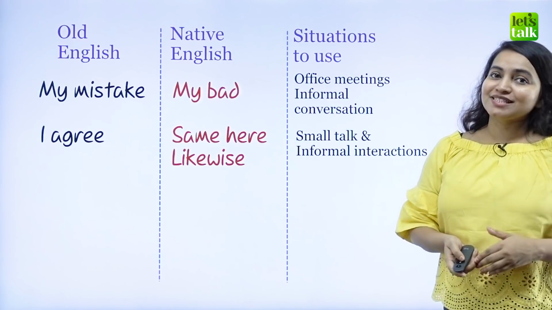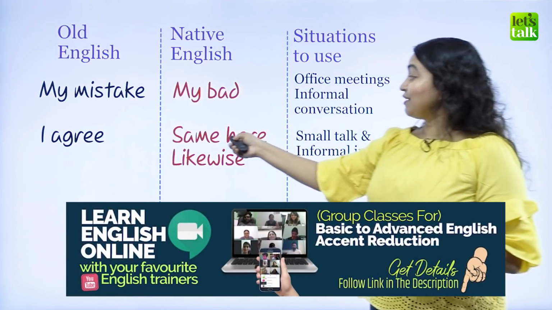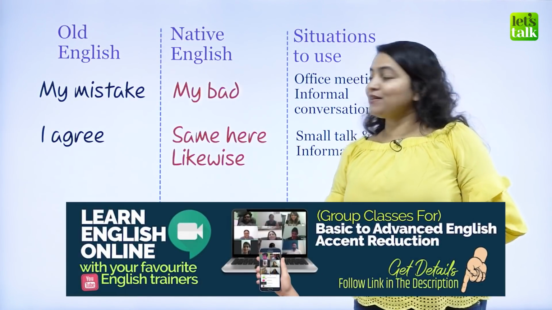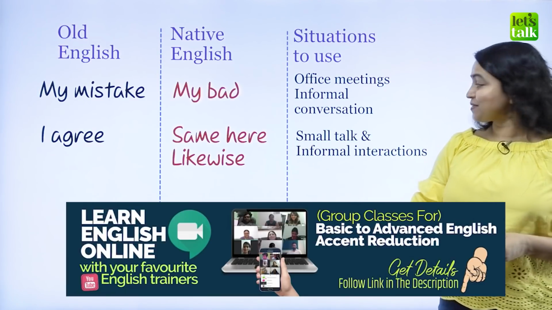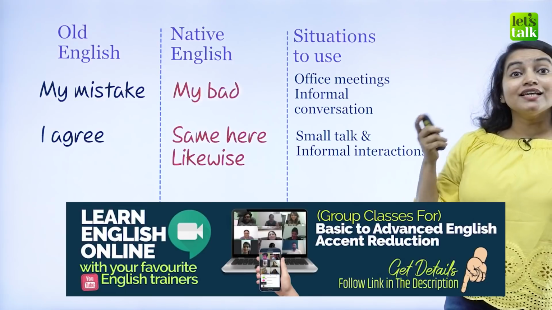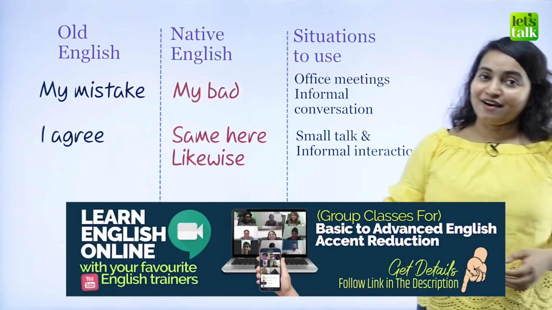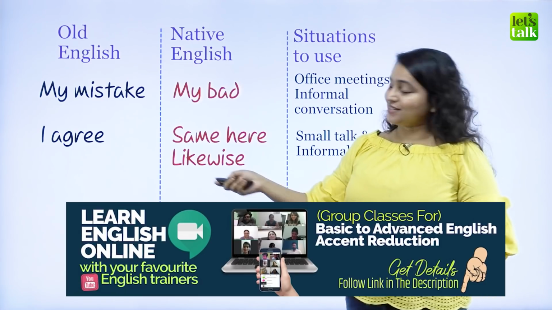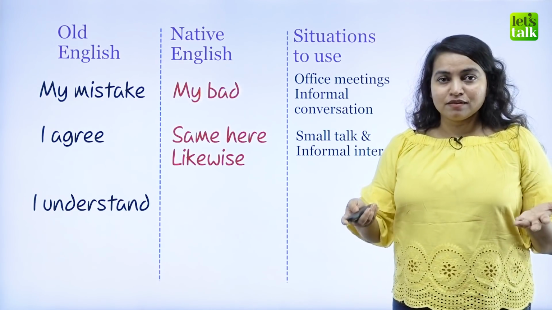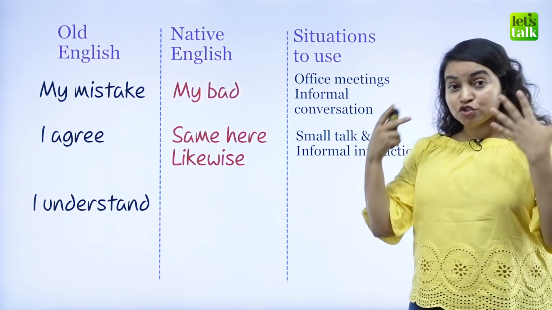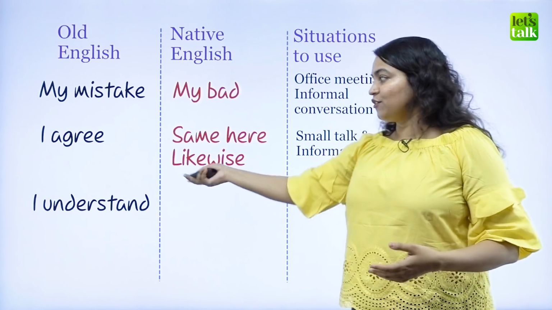You can watch my video on small talk where I teach you how to have conversations with people. And over there, you have to talk to people when you want to agree with them. That's when you can use these two phrases. And of course, also when you're having informal interactions with people around you, you can use these particular phrases. A lot of times, when you agree with people, it also means that you have understood what they say. And of course, you are taught to say, I understand.